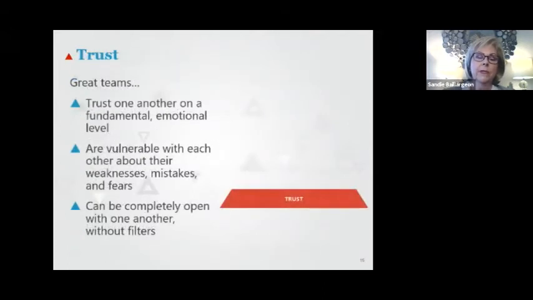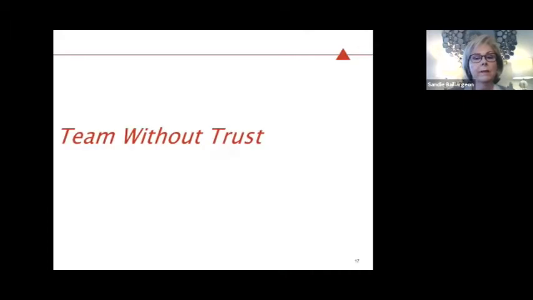So it's important to realize that great teams will trust one another on an emotional and fundamental level. They are also vulnerable with each other about their weaknesses and their mistakes and fears, because let's face it, nobody's perfect. So it's important to try not to be perfect on a job. And I always tell new employees this, especially, to ask a lot of questions and don't worry about making mistakes, because mistakes are great learning experiences. They also can be completely open with one another without filters, because it's a non-threatening environment. When you trust one another, it's an open and non-threatening environment.